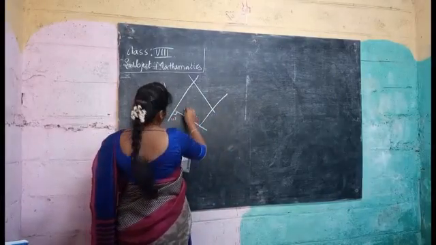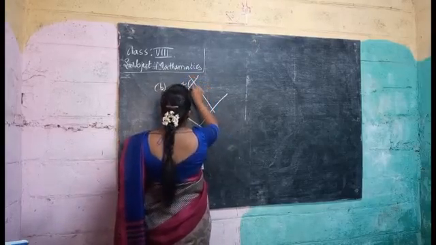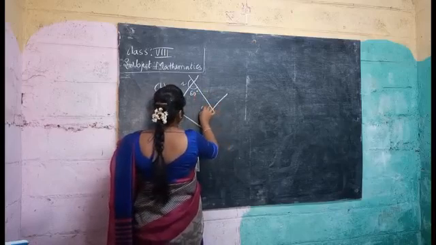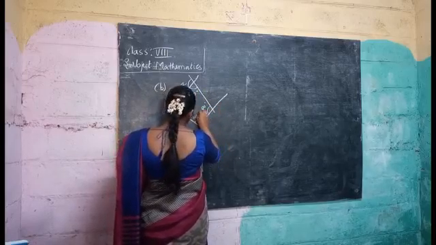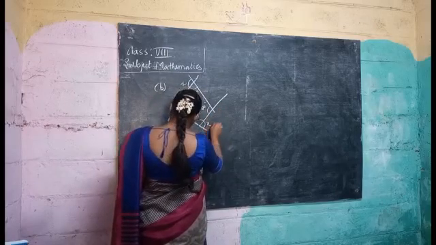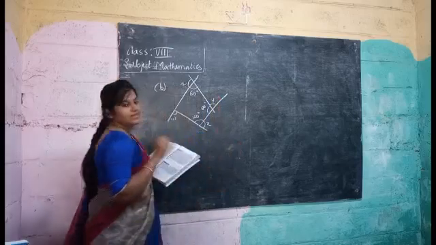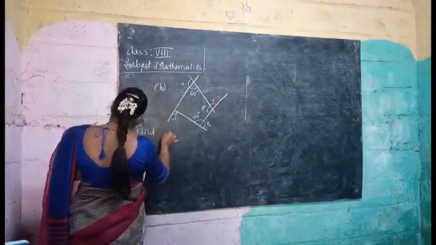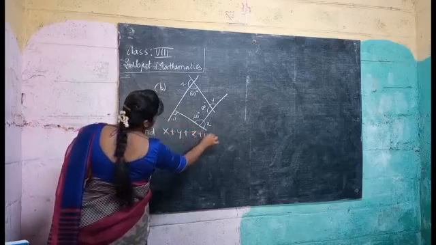W and this will be Z. This will be 60 degree. This will be 80 degree. 120. x. This will be y. Okay, they have given like this and they are telling to find x plus y plus z plus w.